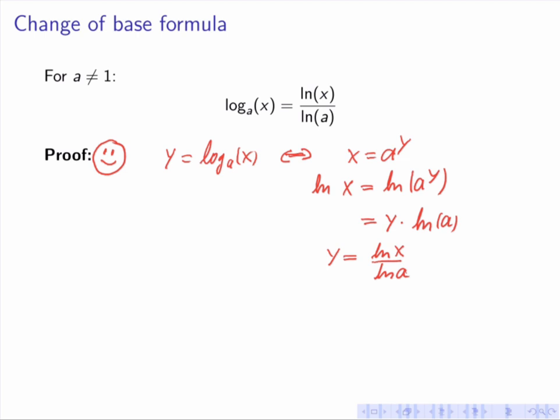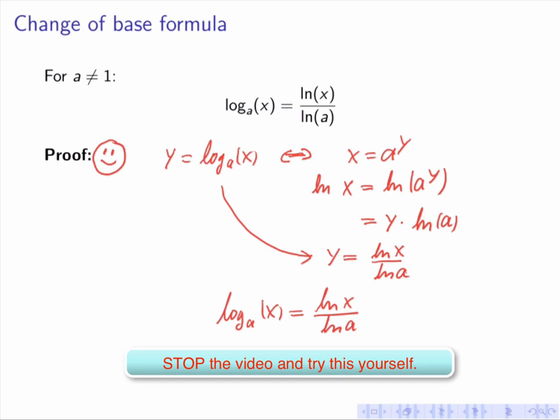But then y has really been this, right? So y is log a of x. So putting this together, I have log a of x is equal to ln x divided by ln a. And that's the formula we have on top.